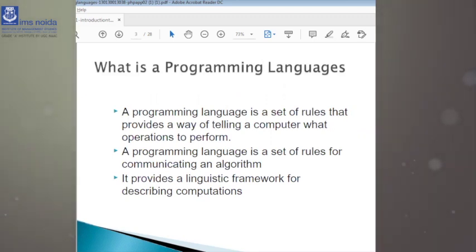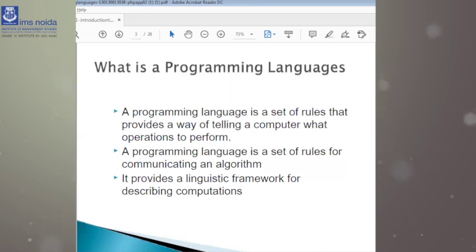A programming language defines a set of instructions that are compiled together to perform a specific task by the CPU. CPU is what? Your central processing unit. So a programming language is a set of rules, right? Where you are performing some operations step by step. So it's a way of telling a computer what operations to perform. A programming language is a set of rules for communicating an algorithm.